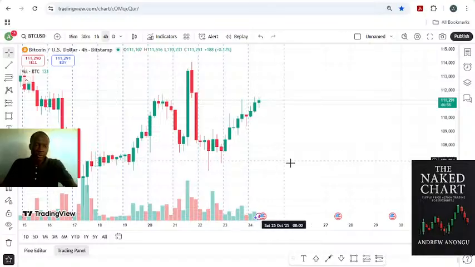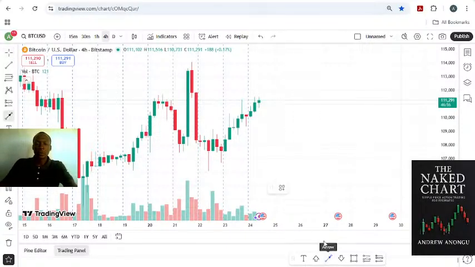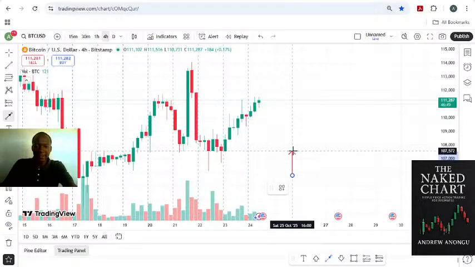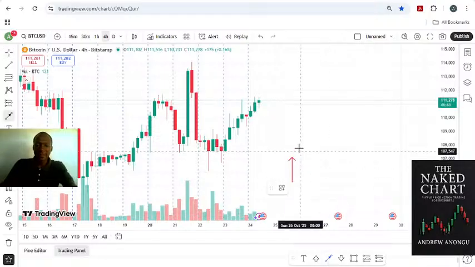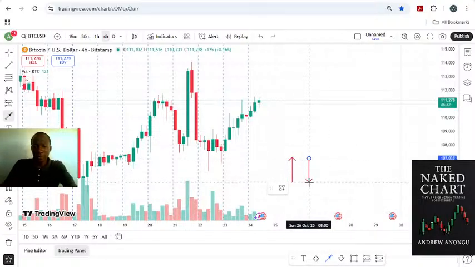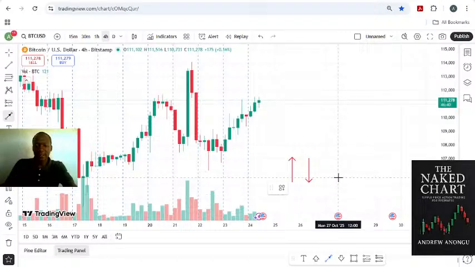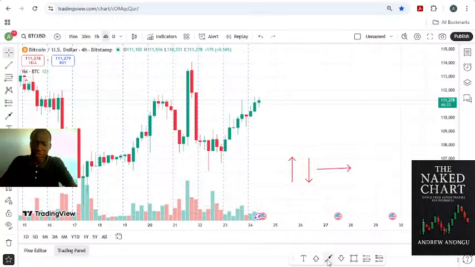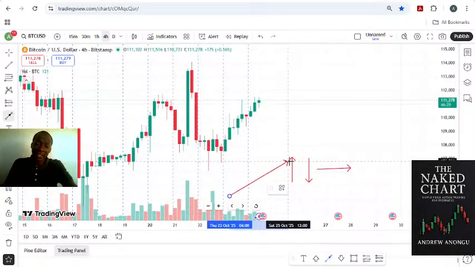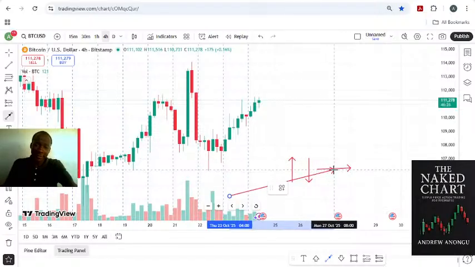So we are currently on Bitcoin USD, and the first thing you want to do is to identify the overall trend of the market at the time you want to be trading. As I said, at any given time, price is in one of these 3 phases. Price is either trending up, trending down, or consolidating, moving sideways. So your first duty when you come to your chart is to identify what the market is doing. Is the market trending up, trending down, or moving sideways?